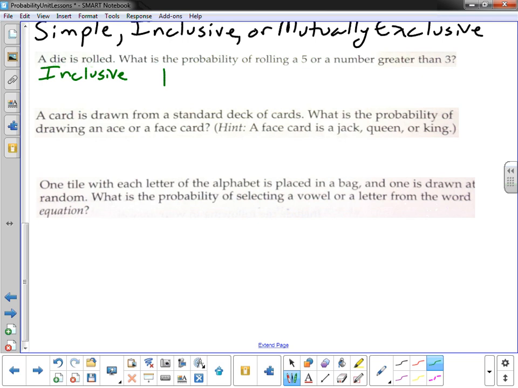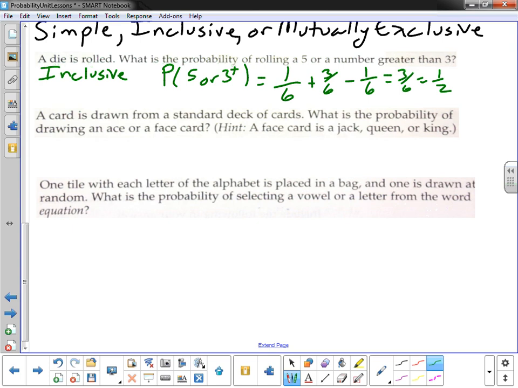So the probability of a 5 or a number greater than 3 would be, well, what's the probability of getting a 5? There's 1 five out of the whole 6 on the die. What's the probability of getting a number greater than 3? That would be a 4, 5, or 6, so there's 3 out of the 6. But then I've got to subtract off how many numbers greater than 3 are 5. Well, that's 1 out of the 6. So if I add this all up, I get 3 out of the 6, which is 1/2. So half of the time I'm going to roll a 5 or a number greater than 3.